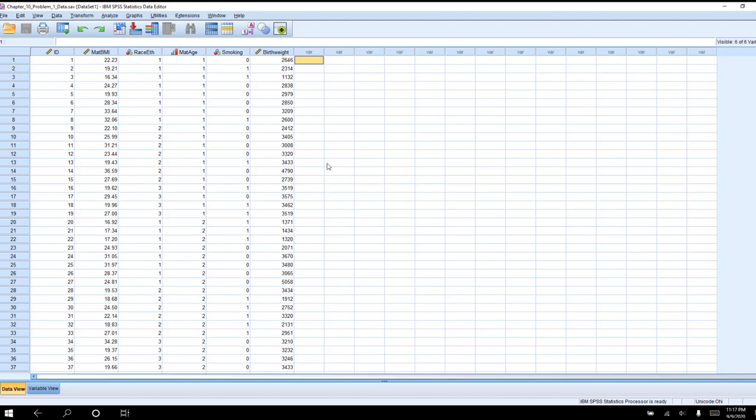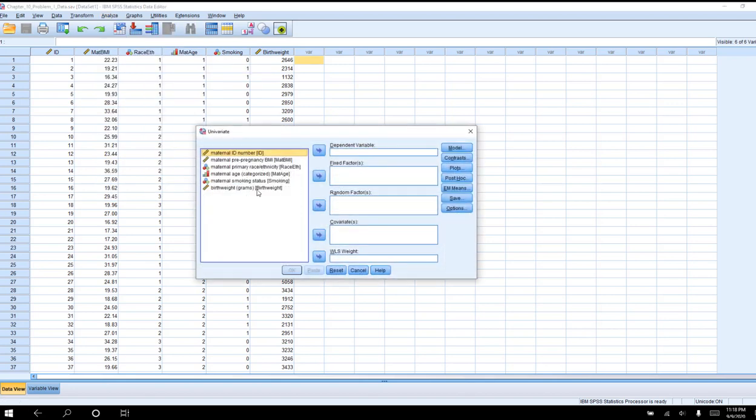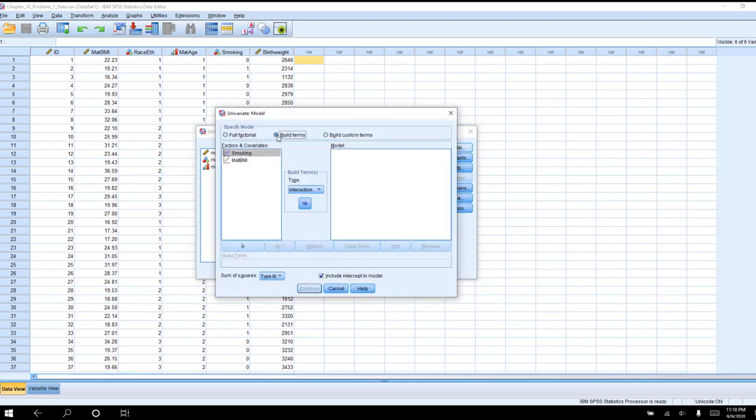So we go into SPSS, we click on Analyze, General Linear Model, and Univariate. Again, based on the problem, birth weight is the dependent variable. The fixed factor is smoking, the extent to which the mother smoked. And the covariate that we tested in our correlation analysis is BMI. We're not completely done yet. We need to click on Model, click on Build Terms. We want to test smoking as a main effect.